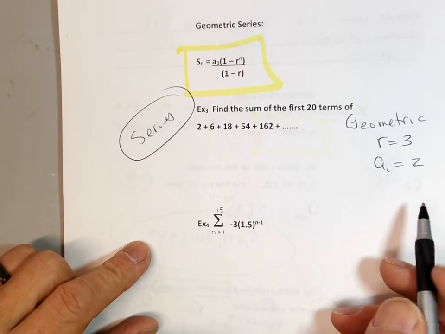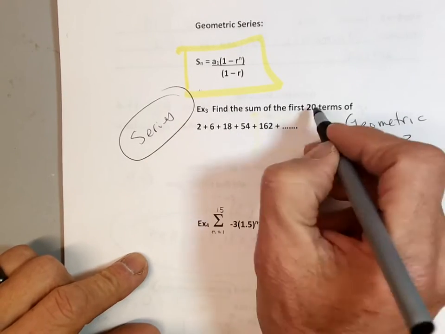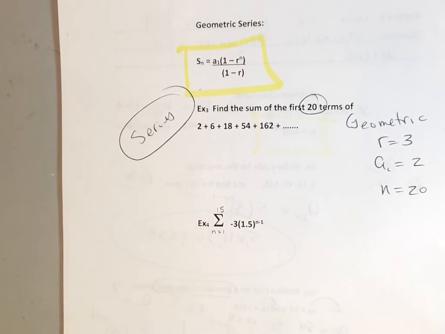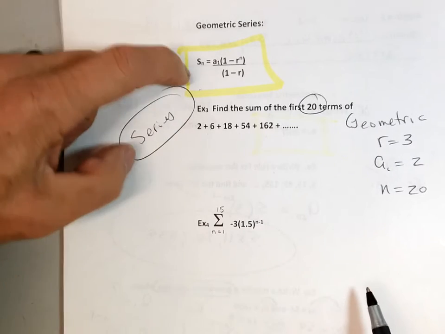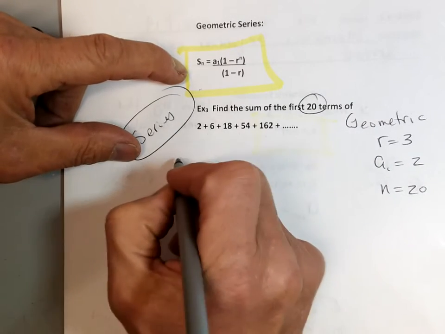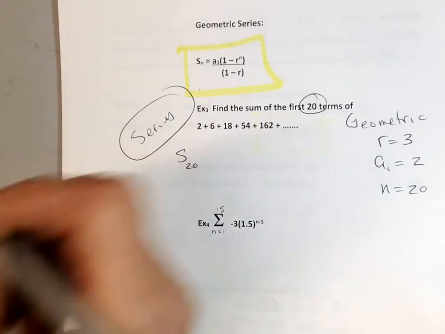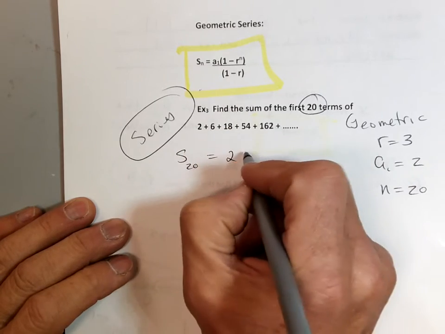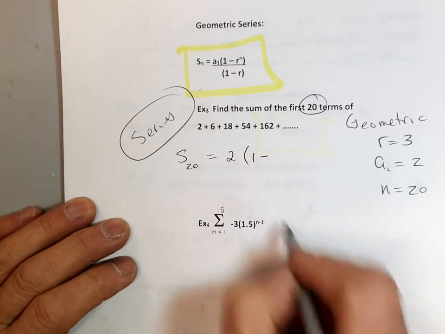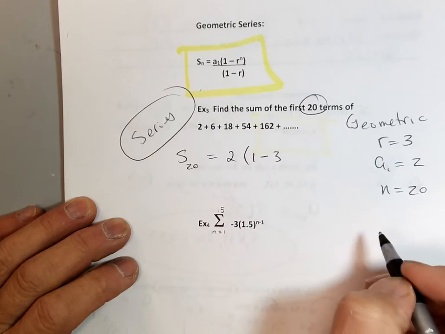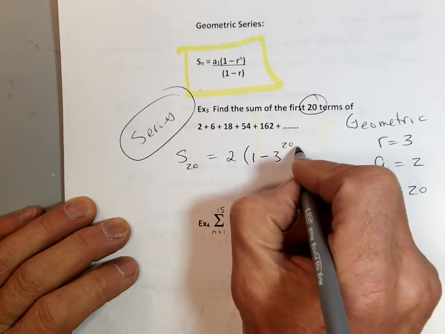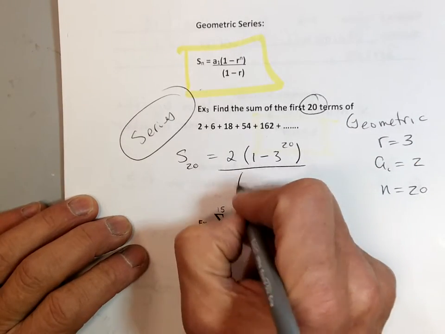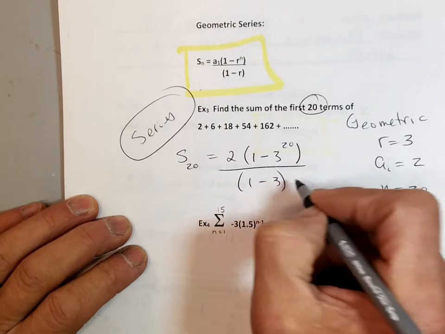And so if I want to find the sum, I'm going to use my formula. If I want the sum of the first 20 terms, then I know n has to be 20, okay? So let's plug things in to my formula. S of 20, because I'm looking for the sum of the first 20, is equal to A1, my first term, which is 2, times 1 minus my multiplier, which is 3, to the 20th power, in parentheses. Make sure you get your parentheses in the right spot. Divided by 1 minus 3.